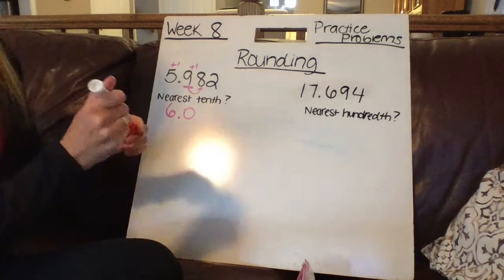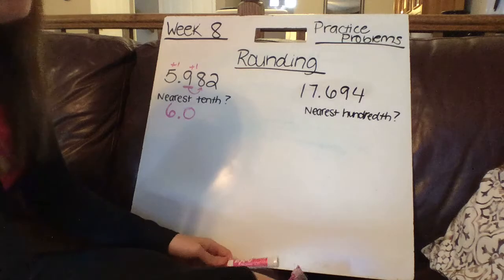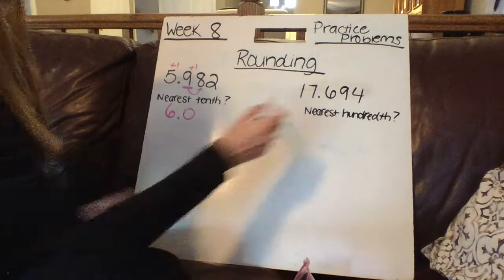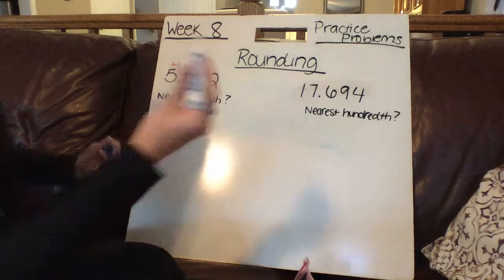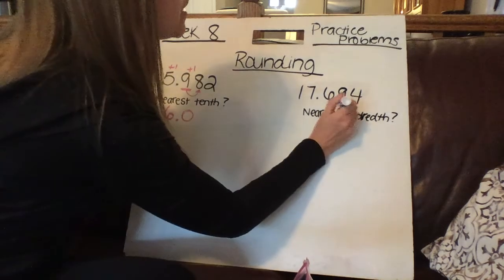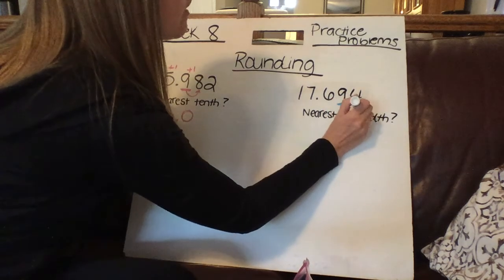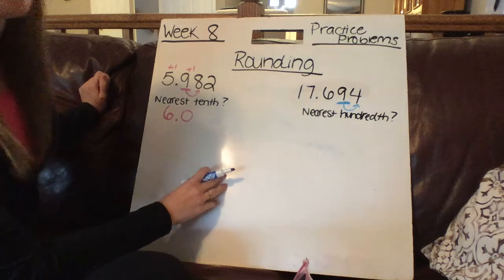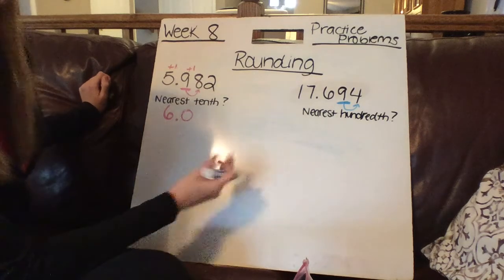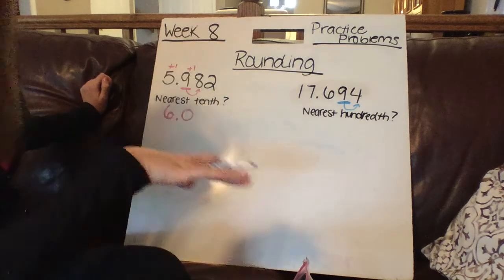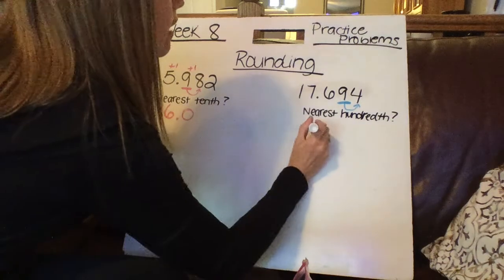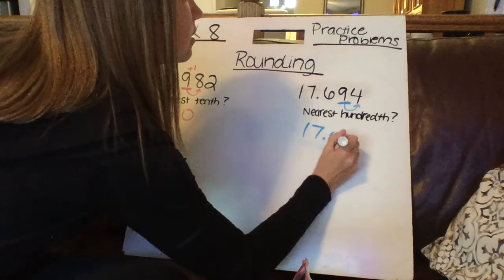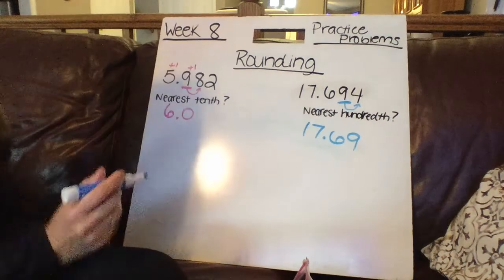Okay. Now let's take a look at the next one. We have 17 and 694 thousandths, and we want to round this one, though, to the nearest hundredth. So we have to go to the hundredths place, and that means we're going to look at the thousandths, the place to the right, and it is a 4. And we know that 4 or less means we let it rest or keep it the same. So we're actually going to get then 17 and 69 hundredths.